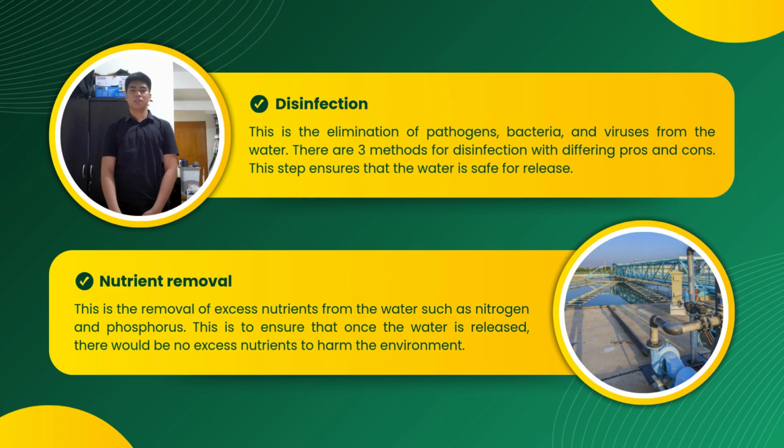Engineers choose from these methods based on a multitude of factors, such as flow rate, cost, and even location of the plant. On the other hand, we have nutrient removal. As the name suggests, this deals with the removal of excess nutrients in the water, such as nitrogen and phosphorus. This is a necessary step as the excess nutrients may become harmful to the environment once the water is released.